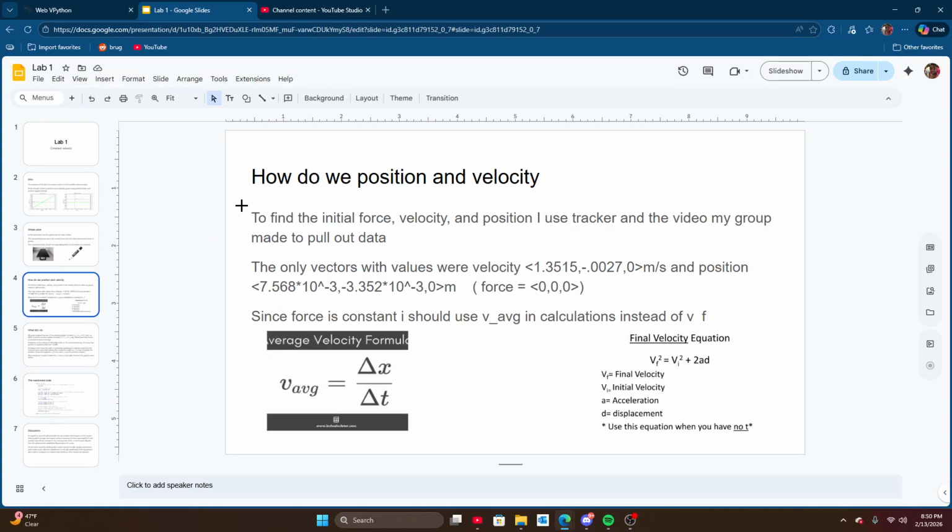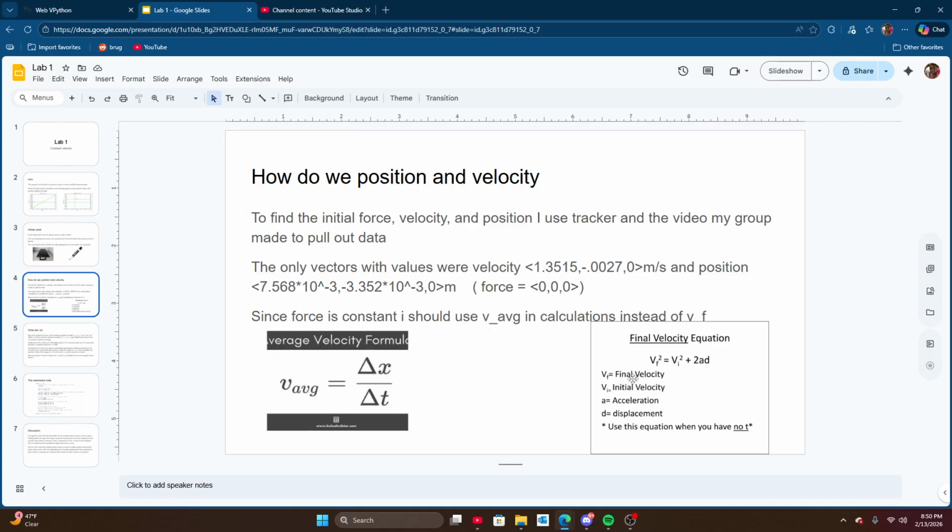How do we get the position and velocity? To find initial force, velocity, and position, I use a tracker app on a video of us pushing the marker. The vectors with values were velocity and position, while force came out to be zeros all across the board. And since force is constant, we should use V average instead of V final.